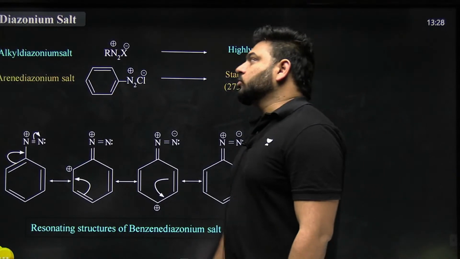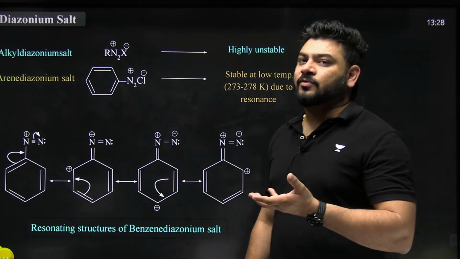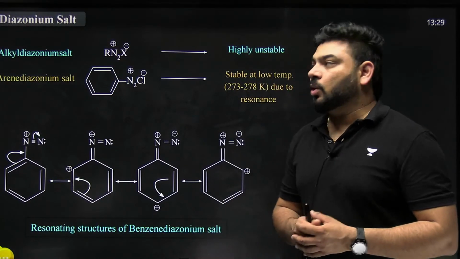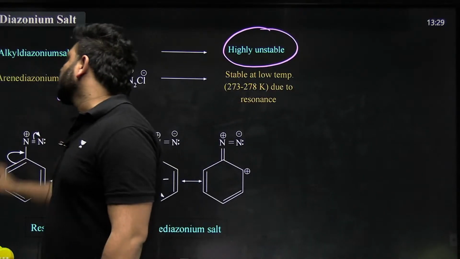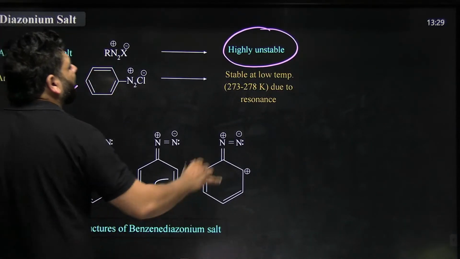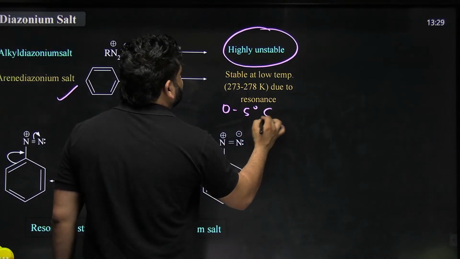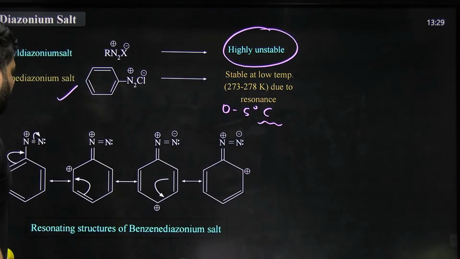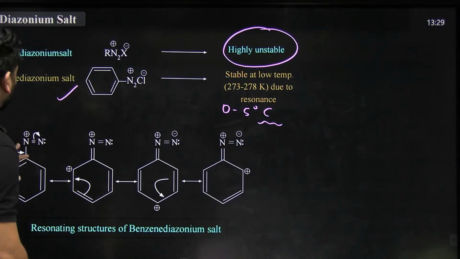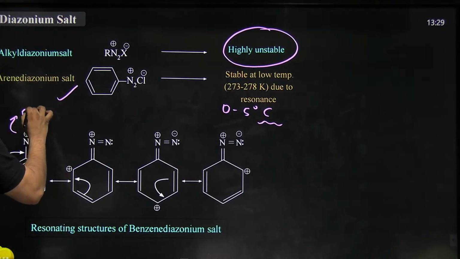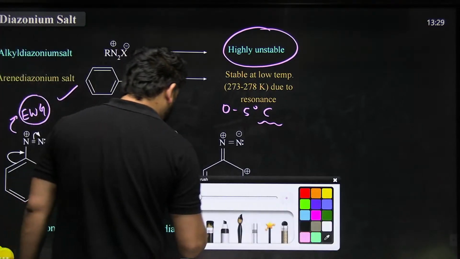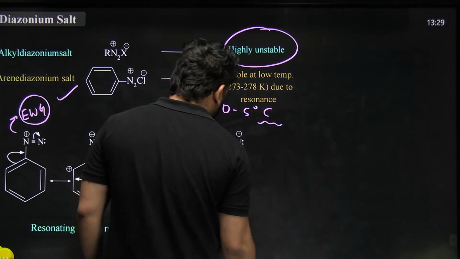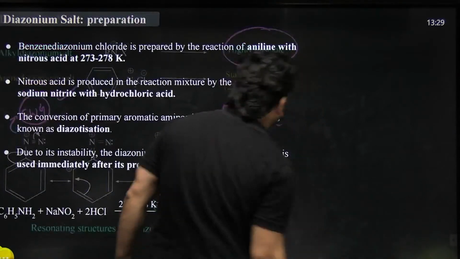We have two types of diazonium salt. If an alkyl group is attached, it becomes alkyl diazonium chloride, which is highly unstable even at low temperature. But aryl diazonium salts are stable at low temperature, around 0 to 5 degrees Celsius. The resonating structures of diazonium salt show that the N2 group is an electron withdrawing group, which leaves the ortho and para positions acquiring the positive charge.